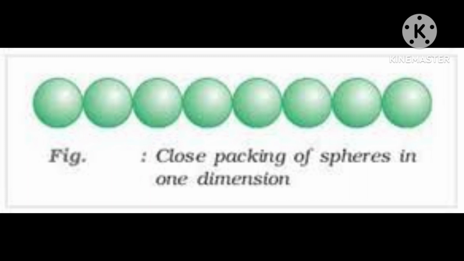Close packing in two-dimensional. In two-dimensional means length and breadth. Both sides you have to arrange, means 3 or 4 rows. Just you can arrange the atoms. Suppose 4 rows you have arranged, same way, all are touching to each other. All atoms are touching to each other. Then that is called close packing in two dimensions.